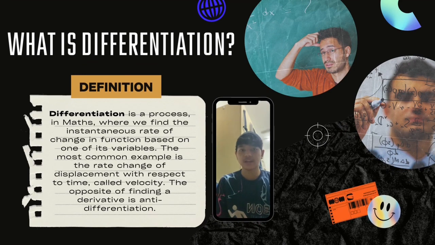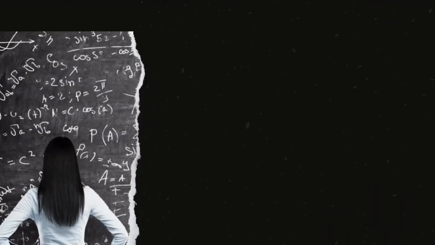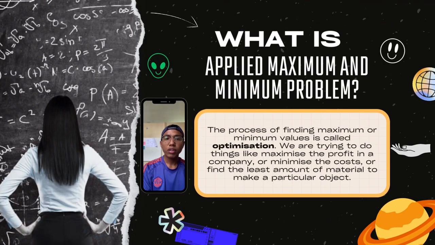Differentiation is a process in math where we find the instantaneous rate of change in a function based on one of its variables. The most common example is the rate of change of displacement with respect to time, called velocity. The opposite of finding a derivative is anti-differentiation. We use derivatives to find the maximum and minimum of some function given by an equation.